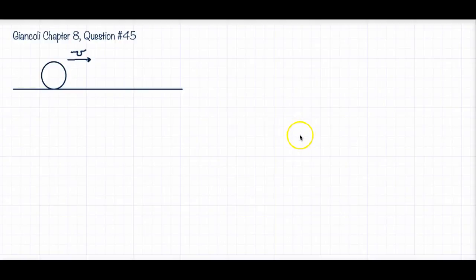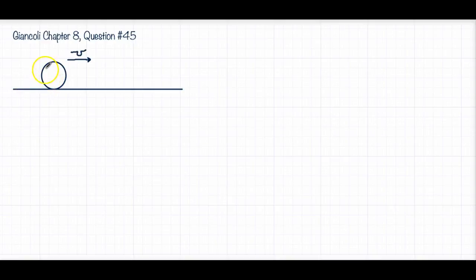This is problem number 45 out of the textbook. It says that a bowling ball of mass 7.3 kilograms and radius 9 centimeters rolls without slipping down a lane at 3.3 meters per second. Calculate its total kinetic energy. It's got two components of kinetic energy. It's got traditional translational kinetic energy, but it also has the rotational kinetic energy.